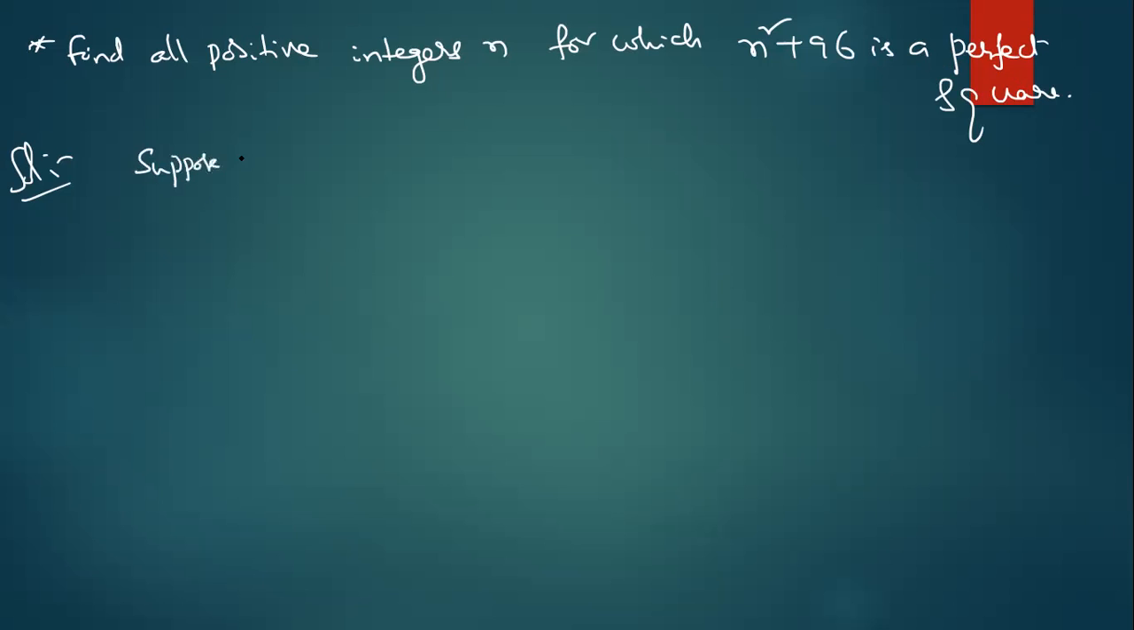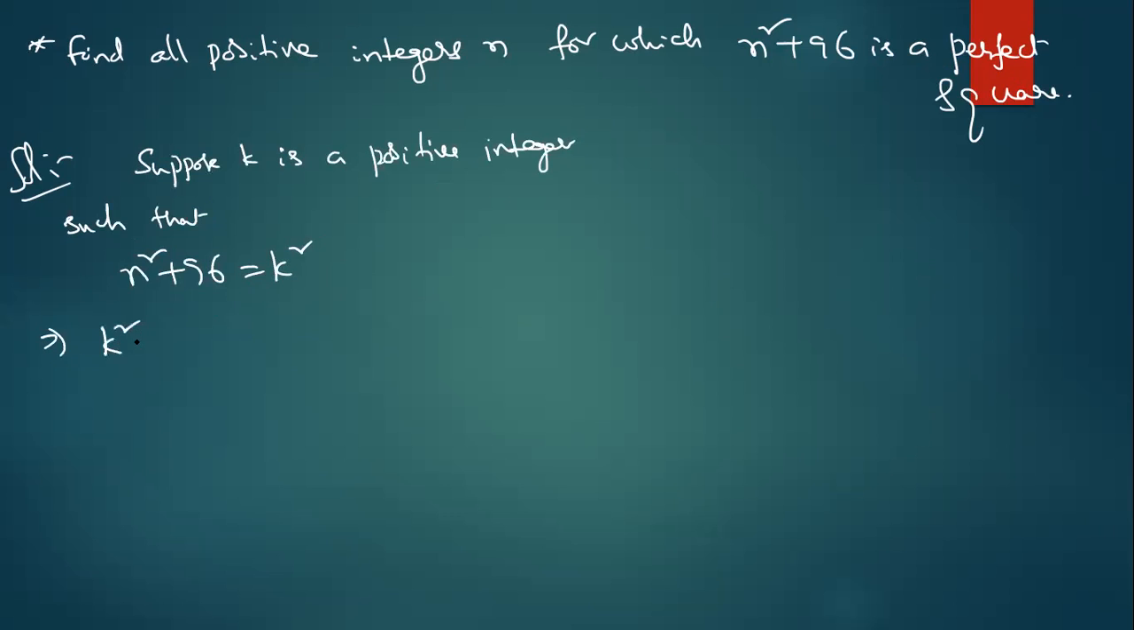Suppose k is a positive integer. Then n square plus 96 should be a perfect square, k square. So that means k square minus n square is how much? 96.